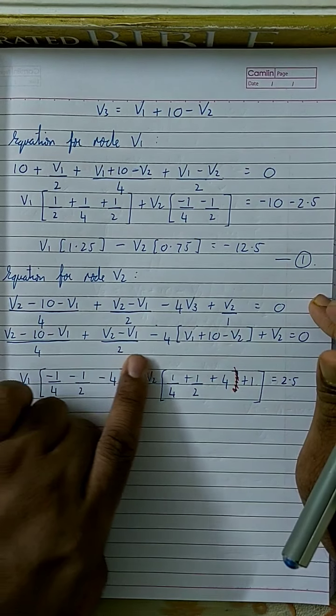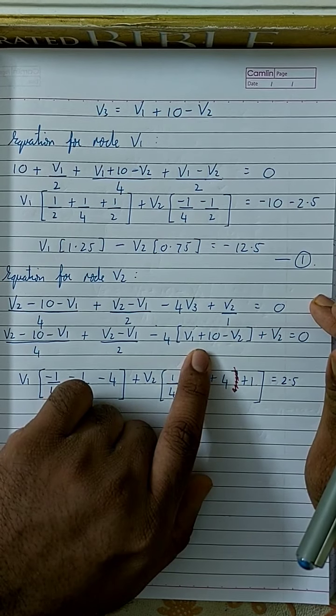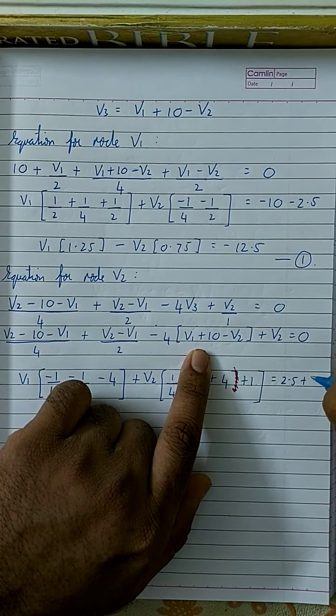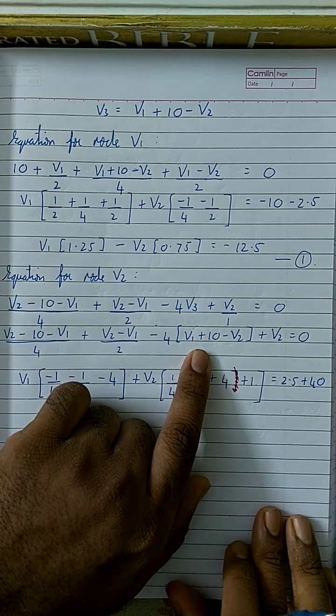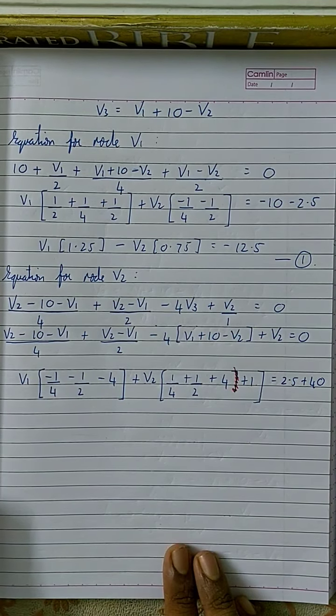Then what else do we have? Yeah, here you have minus 40, right? So this will become plus 40. No other source. That's it. This is the equation.